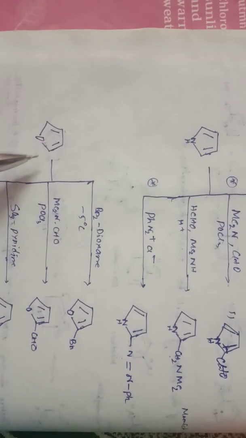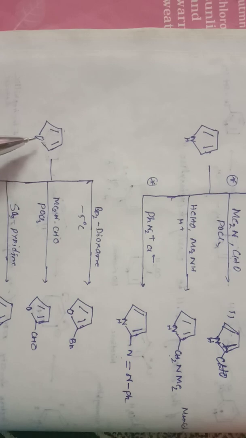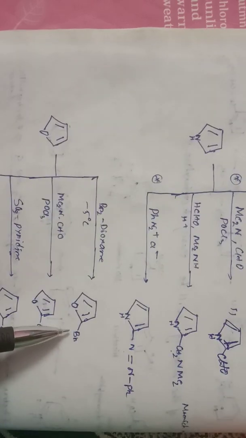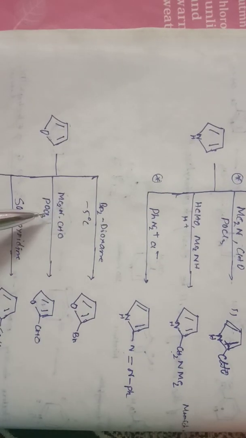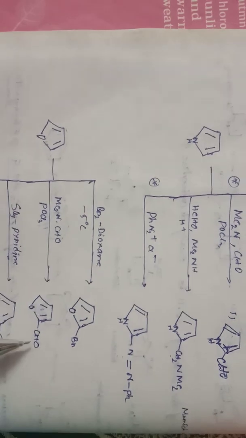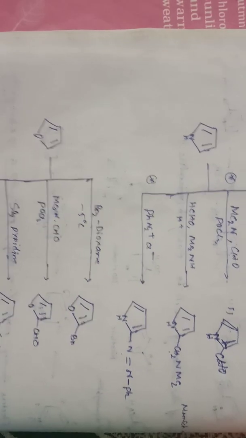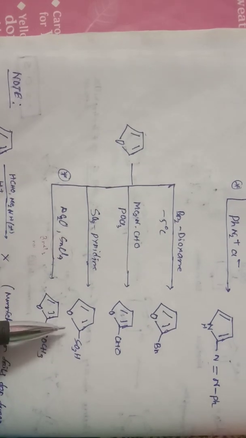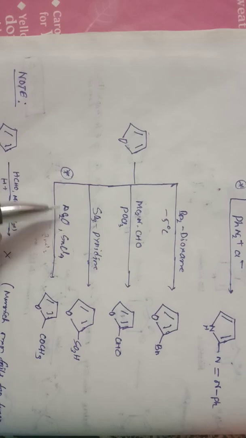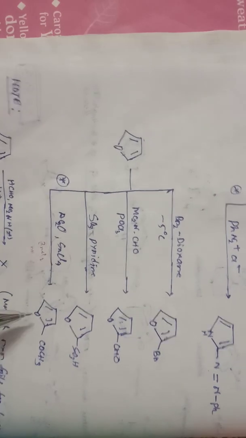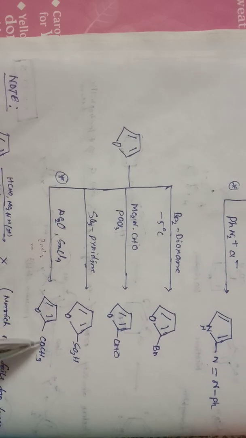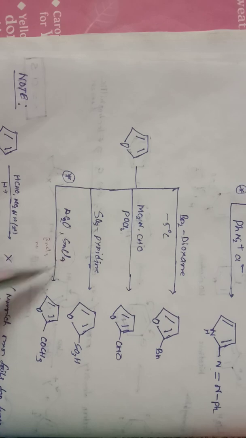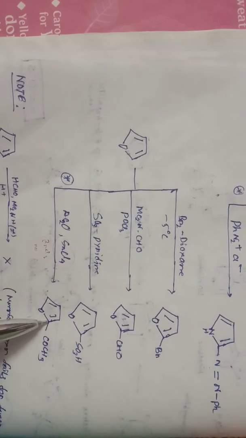Now if we treat furan with Br2 in dioxane at -5 degrees centigrade, here we also get Br at the C2 position. If we react with Me2NCHO and POCl3, the CHO group is also present at the C2 position. If we react with SO3 in the presence of pyridine, we also get SO3H at the C2 position. If we react with acetic anhydride and SnCl4, then we can easily get COCH3 at the C2 position. Only in the presence of SnCl4 do we get COCH3 at the C2 position.